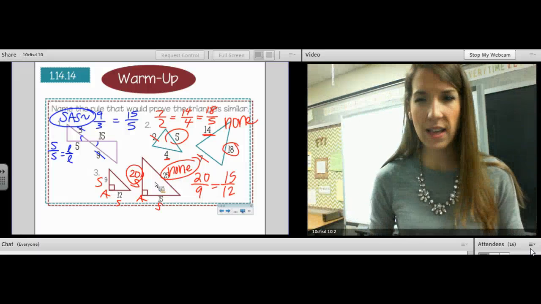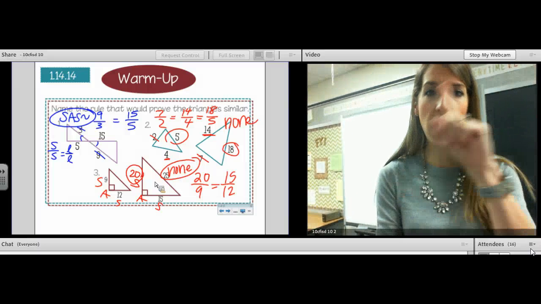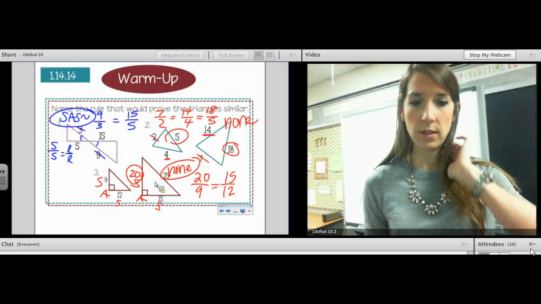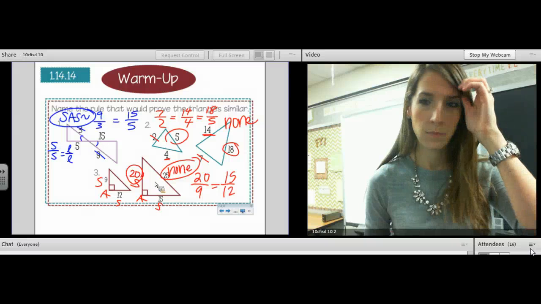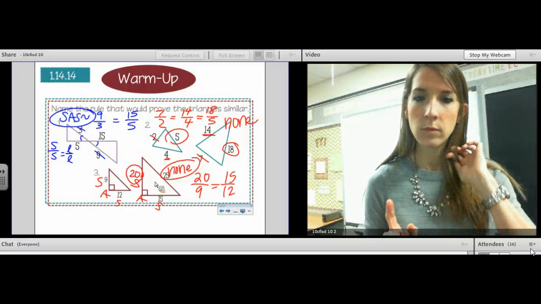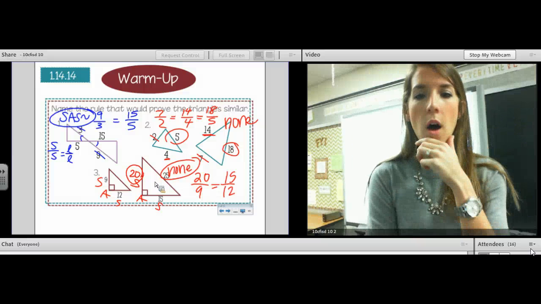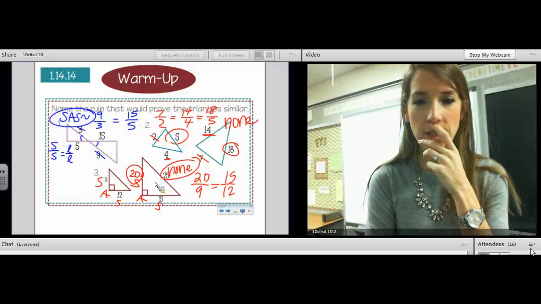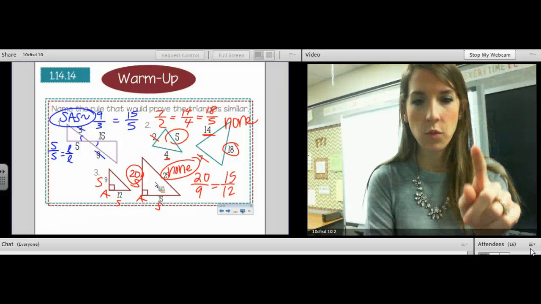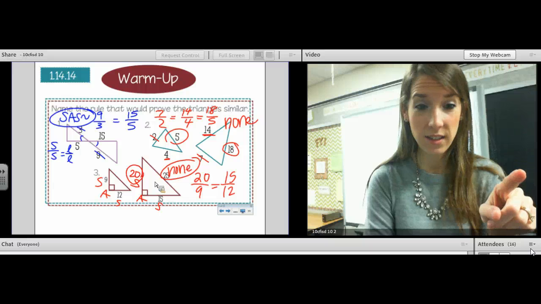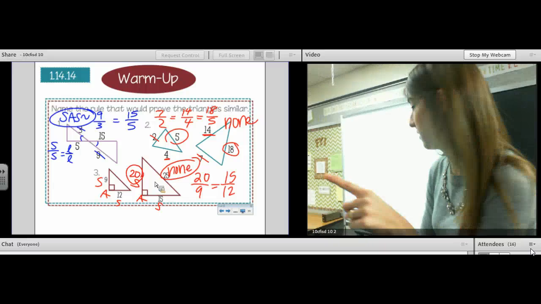Is everyone okay with that last one? It was kind of weird. We had to find the missing side using Pythagorean theorem. Then we had to check our proportions. Oh, I see it now. Did I do something wrong? I see it. 20 is the biggest and 12 is the biggest. Are y'all seeing this? Am I the only one seeing this?